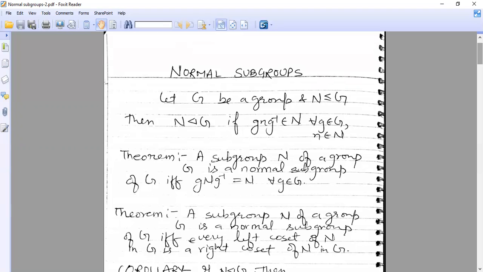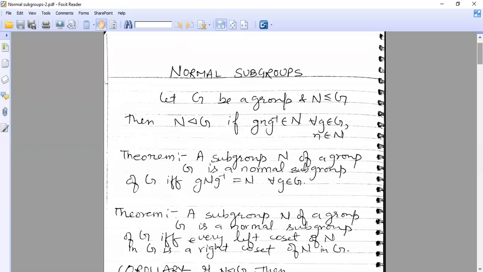So in the next lecture, we will be seeing the factor groups. For studying factor groups, normal subgroups should be clear to you, because you cannot understand a factor group without normal subgroups. A factor group is also called the quotient group. So if G is a group and H is a normal subgroup of G, then the factor group is G upon H. So for G upon H, H has to be a normal subgroup.